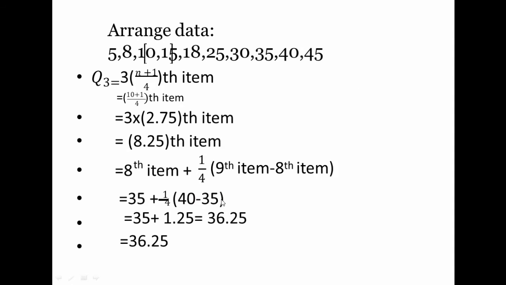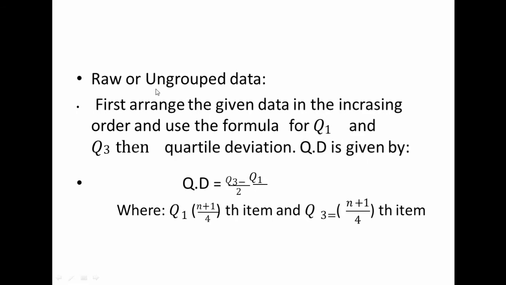So the third quartile is equal to 3 multiplied by (n plus 1) divided by 4 item. And similarly for the fourth quartile, 4 into (n plus 1) divided by 4. And for the second quartile, 2 into (n plus 1) divided by 4, whether n is odd or even.